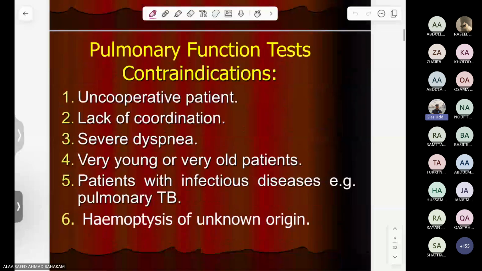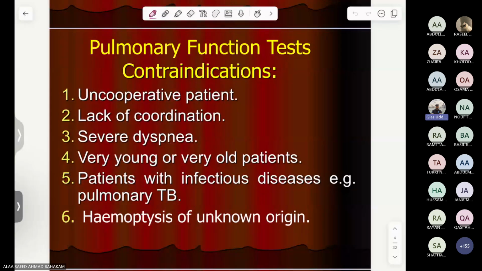Okay, please share the slide. So those are the indications, and here are the contraindications. So we will not do the test if the patient is non-cooperative, if the patient does not listen to your command. Number 2, lack of coordination. You are telling the patient to take a deep breath and breathe out, and he's not coordinating with you, so we cannot do the test. Number 3, severe dyspnea. If the patient has severe difficulty in breathing.